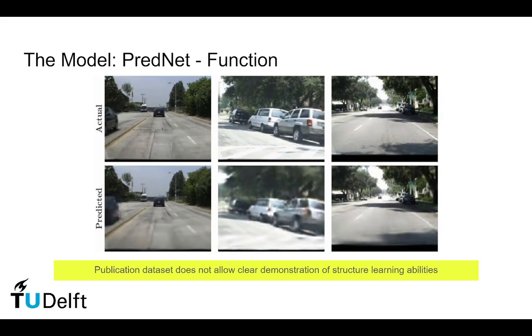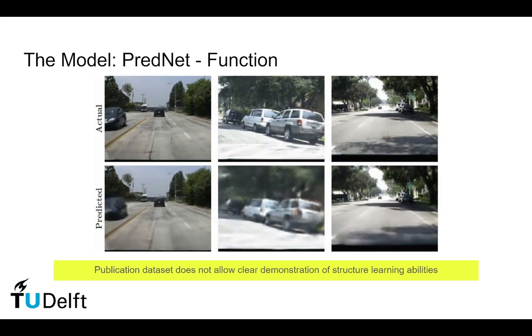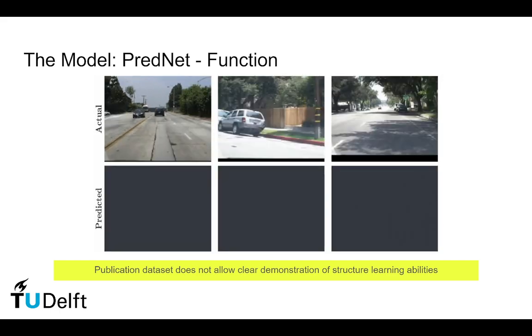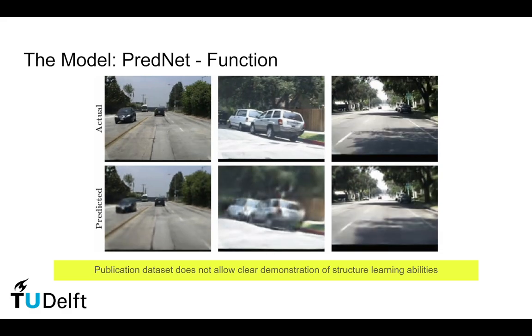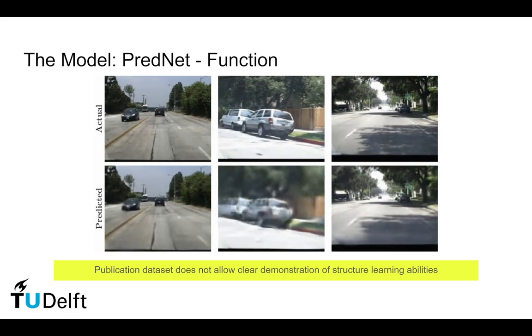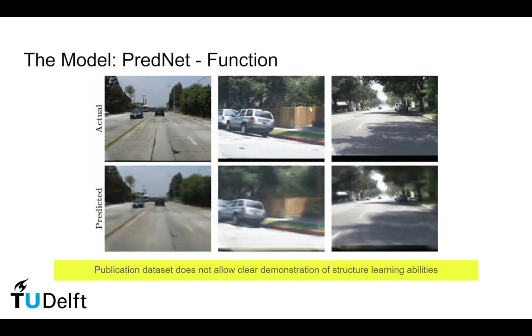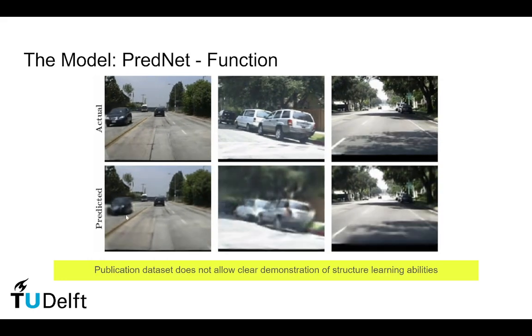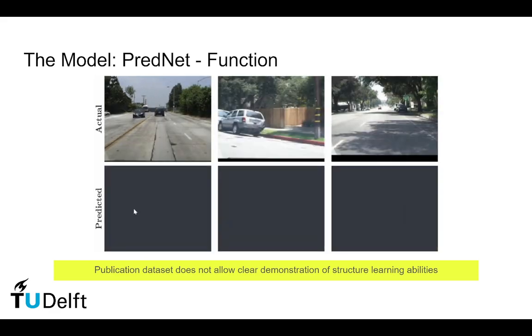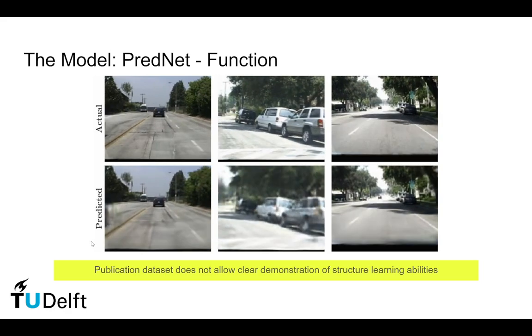We're going to note that this data set that was published with the model, like I said, doesn't allow a clear demonstration of structure learning abilities. We can't point to the objects in the model's predictions and say, yes, indeed, the model understands that this black object over here is a car, and that cars tend to follow the lines of the road, etc.